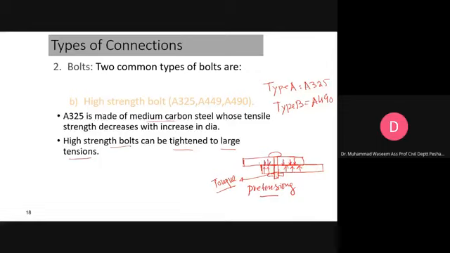This is the clamping force. Once you pre-tension the bolt, this clamping force will be generated along these faying surfaces. So these surfaces are known as faying surfaces. If the strength of this bolt is higher, you can produce more tension in the bolt, and as a result you will get higher clamping force along the faying surfaces. So this is what this statement means.